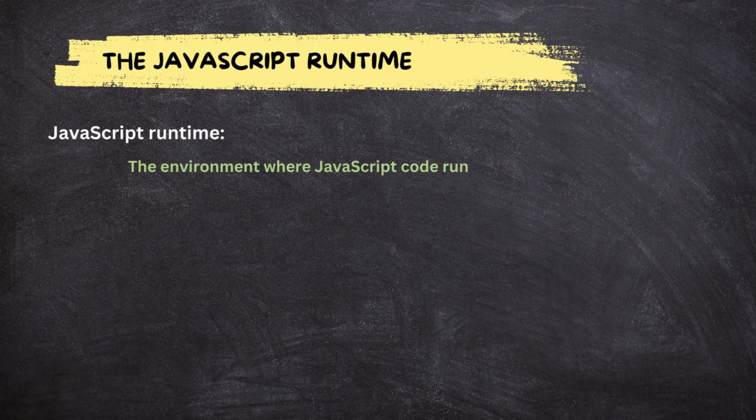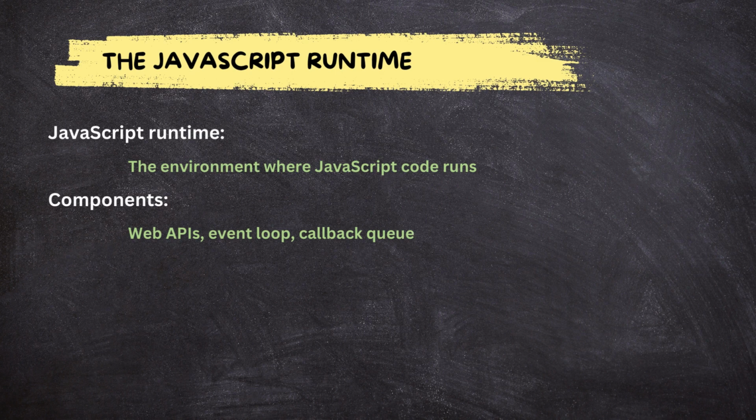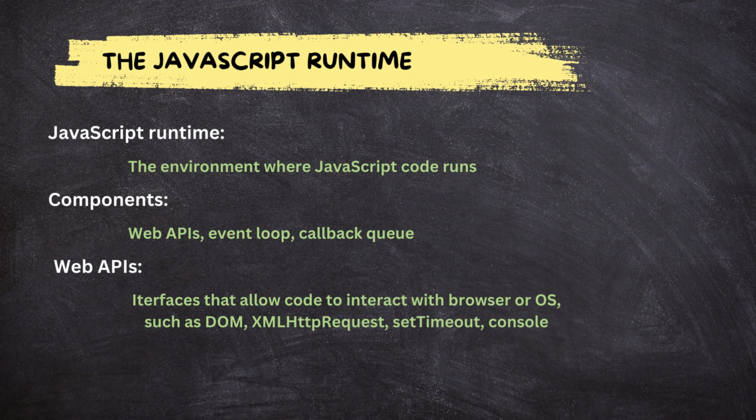Now the JavaScript runtime is the environment where your JavaScript code runs. It includes the JavaScript engine but also other components that provide additional functionality to our code, such as the web APIs, the event loop, and the callback queue. The web APIs are the interfaces that allow your code to interact with the browser or the operating system, such as the DOM, the XMLHttpRequest, setTimeout, and the console.